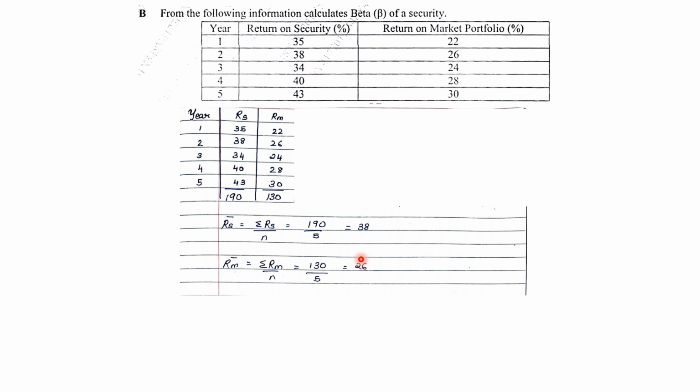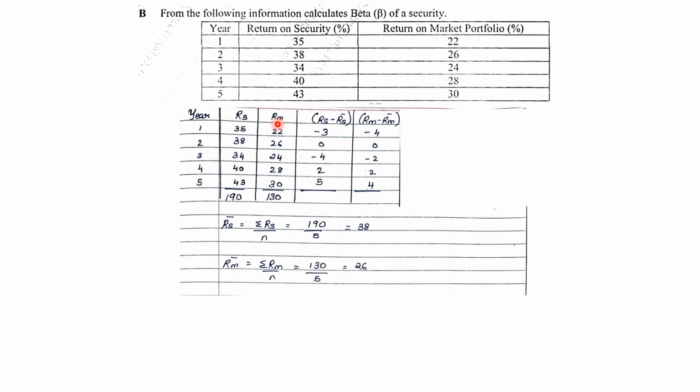Once you get that, the next column is RS minus RS bar. RS is this column, RS bar is here. So 35 minus 38, negative 3. 38 minus 38, 0. 34 minus 38, negative 4. 40 minus 38, 2. 43 minus 38, 5. Now this was for RS. Similarly, we'll do it for RM, so RM minus RM bar. 22 minus 26, negative 4. 26 minus 26, 0. 24 minus 26, negative 2. 28 minus 26, 2. 30 minus 26, 4.